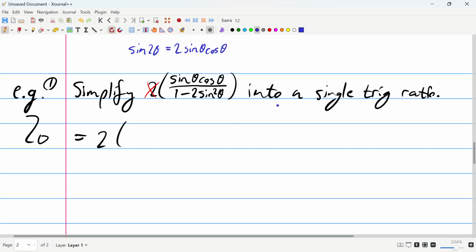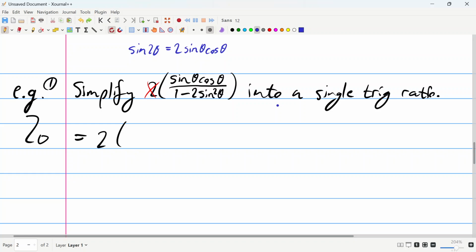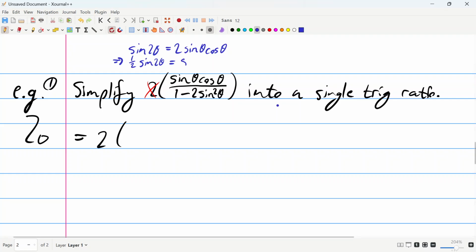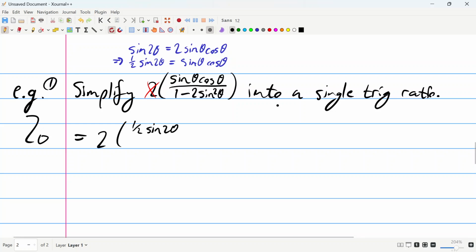But also, notice that sine theta cos theta is over here. So meaning we can actually just half both sides, such that we get a half sine 2 theta, which is equal to sine theta cos theta. I know this is very unnecessary for this type of question. However, I do want to show you in the case of maybe you didn't have the 2, so that you're well prepared. Therefore, this sine theta cos theta is just equal to a half sine 2 theta.